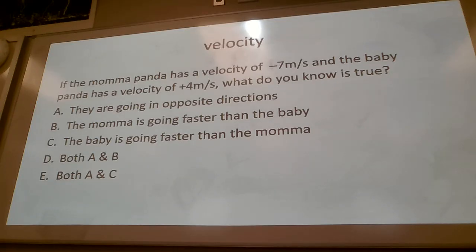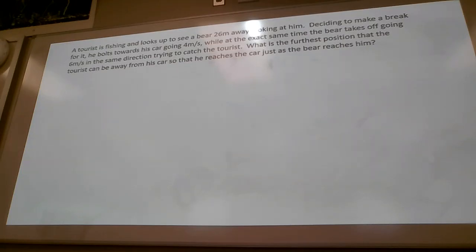Tell your neighbor. Correct answer is D. Dangerous dinosaurs. Good with that. It's going faster, has a greater magnitude, absolute value. They're going in opposite directions because of the signs. Good? Okay. All right, example problem.